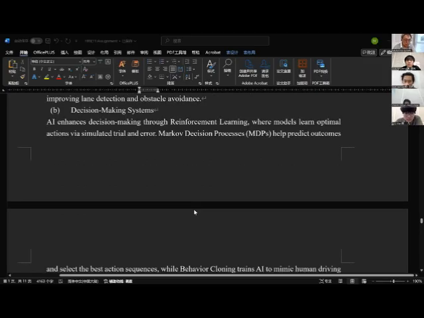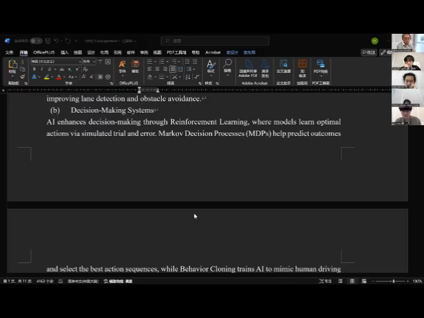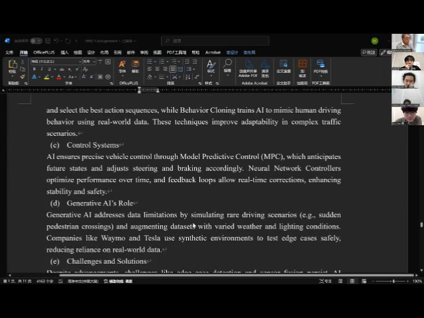avoidance. Decision-making systems. AI enhances decision-making through reinforcement learning, where models learn optimal actions via simulated trial and error. Markov decision processes help to predict outcomes and select the best action sequences, while behavior cloning trains AI to mimic human driving behavior used in real-world data. These techniques improve adaptability in complex traffic scenarios.